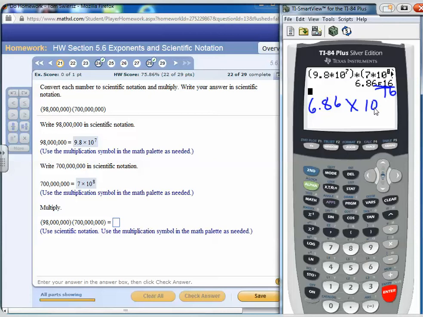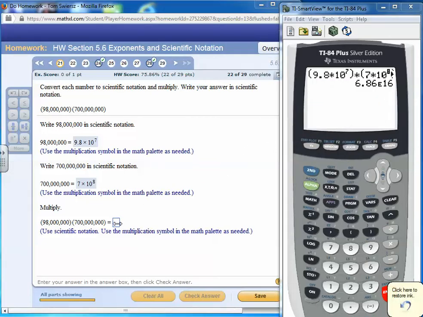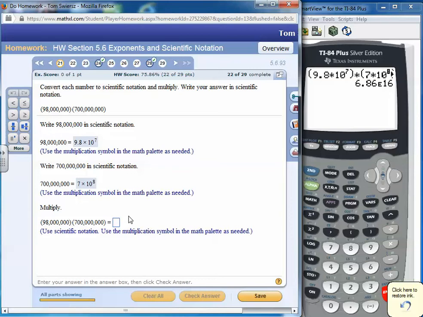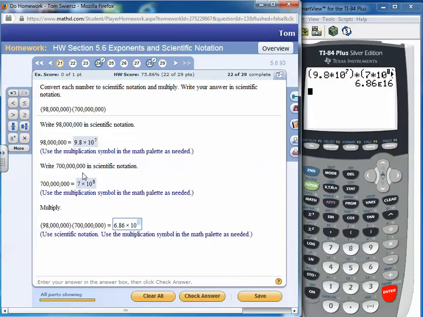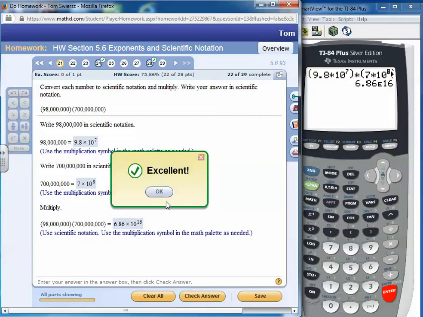Now remember, in MyMathLab, you've got to put it in as times 10, right? So we have to go ahead and put in 6.86 times 10. Again, the E stands for times 10, and then the next number is the exponent on 10, which is 16.